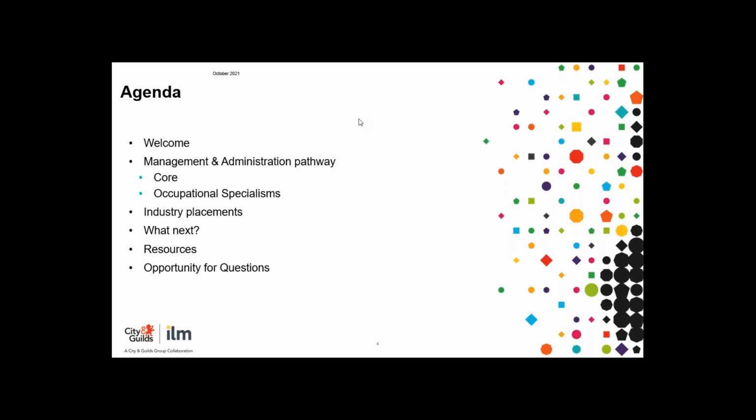So what are we going to talk about today? If you came along to the webinar last month, we talked around what the whole T level covers, but today we're going to look more specifically at the technical qualification that sits within it. We're going to look at the management and administration pathway, which incorporates the core and the occupational specialisms. We're going to touch on the industry placements and how that relates to the technical qualification, and then share with you what resources we've got, what we've got coming up to support you with the year leading up to starting delivery in September next year. And obviously, as I said, there's the opportunity for questions as we go along.